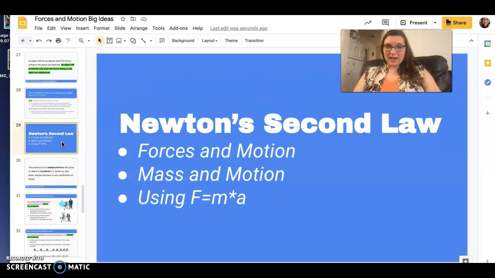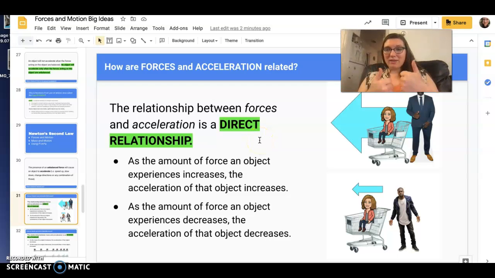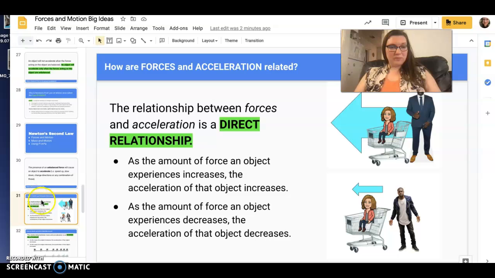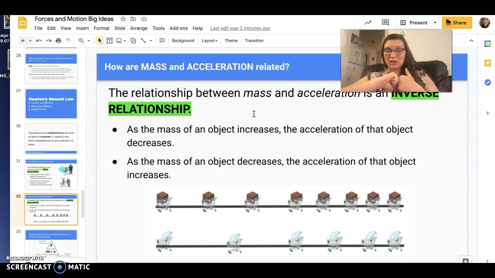Newton's second law is talking about unbalanced forces. So mass in motion, force in motion, and that equation that says force equals mass times acceleration. Force and acceleration have a direct relationship. The more force you push something with, the faster it's going to go. But mass and acceleration have an inverse relationship. The heavier something is, the more you're going to have to push to make it go. If you apply that same force to a heavier object, it's not going to move as fast, right?